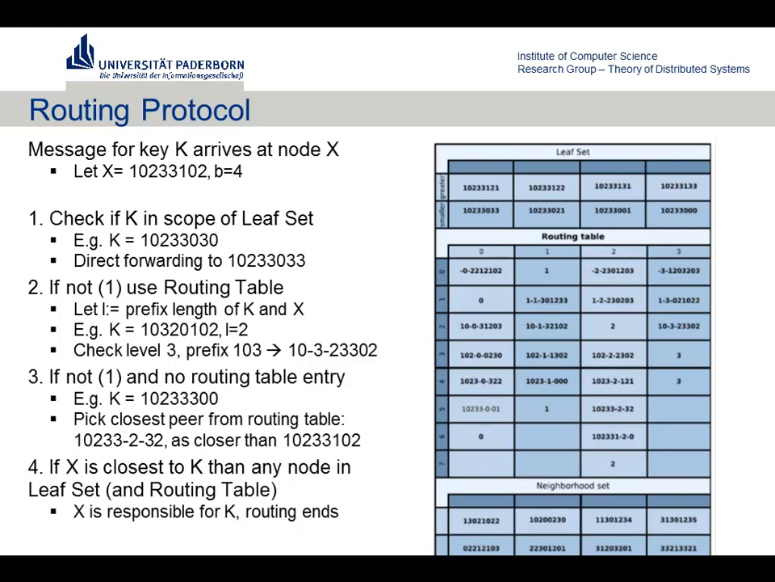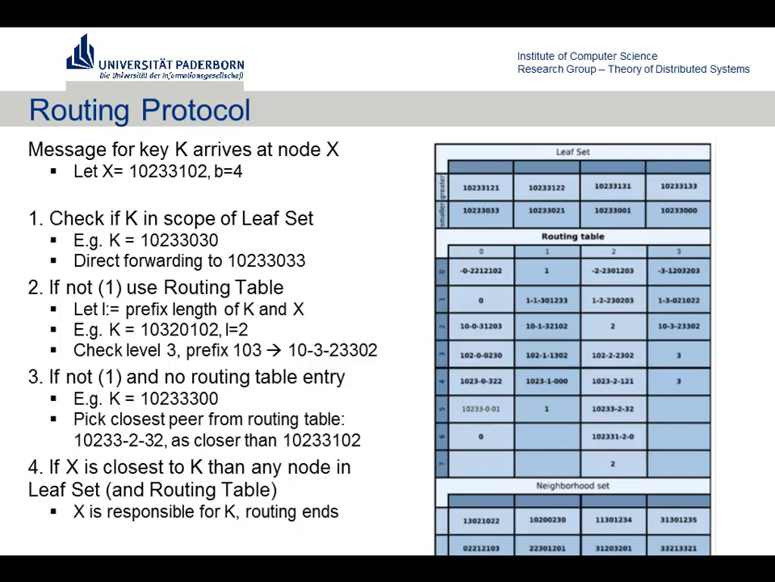First of all, we check if the message ID K is within our leaf set, so we are very close to it, and we already know somebody who is even closer to it. In this case, if K equals this number, then our neighbor here, 10233033, is closer to K than we are, so we forward it to him.